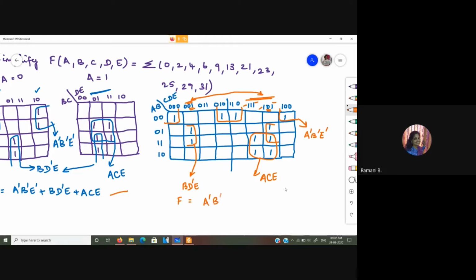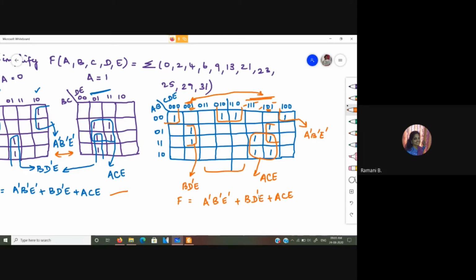So you got the same expression as you had in this thing. A bar, B bar, E bar plus B, D bar, E plus AC. You are going to get the same expression anyways, just the formation of groups looks different. Okay. So always remember, when you are having two 4 variable maps, you place one variable over the other and look for the overlapping, whereas if you are going to have the entire thing as a single map, you fold it and look for the overlapping. That is the key point you need to remember.